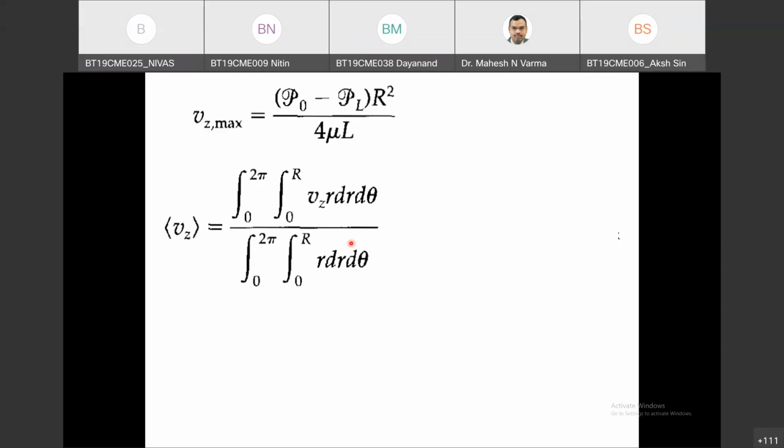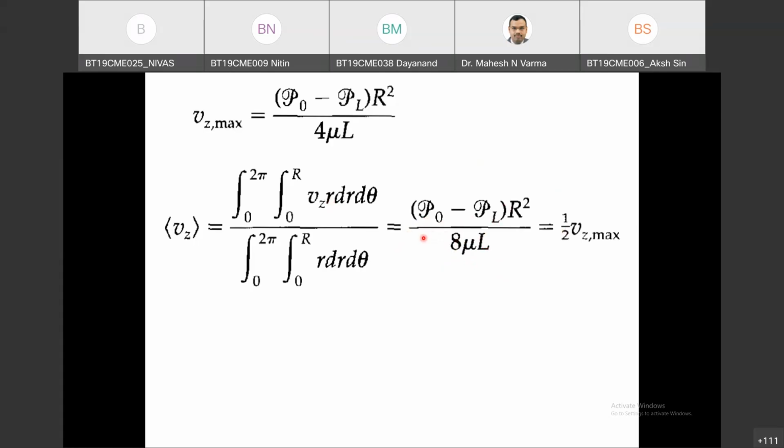Sayad, Dayanand, did you get the equation? Sir, I got delta P into R upon 6 mu L pi. I think it should be minus, and should be r square. Sir, I got delta P r square divided by 8 mu L. This is the average velocity.